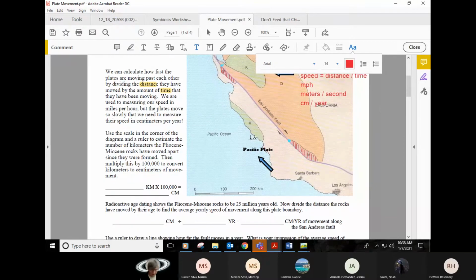So this is what I'm going to do. I'm going to get out a ruler, and I'm going to make this measurement on my computer. And hopefully, if this works, you should be able to see it.